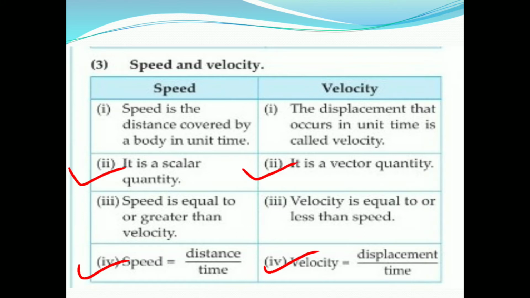Now, what is the definition of speed and velocity? Speed is the distance covered by a body in unit time, while the displacement that occurs in unit time is called the velocity. Speed is equal to or greater than velocity. We know that distance is equal to or greater than displacement, and in the same way velocity is equal to or less than speed.